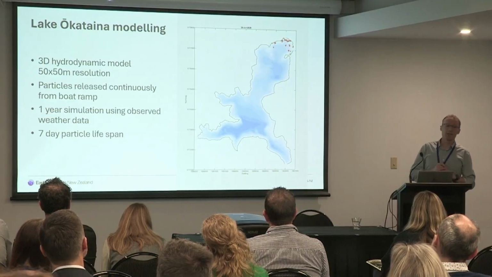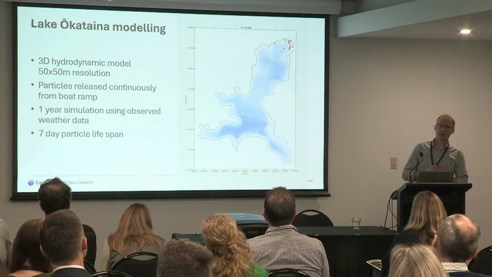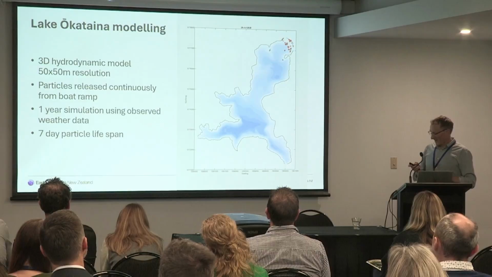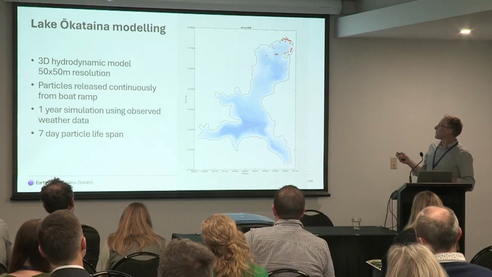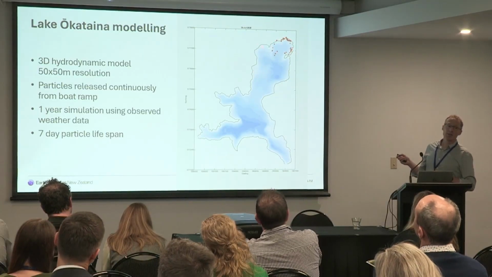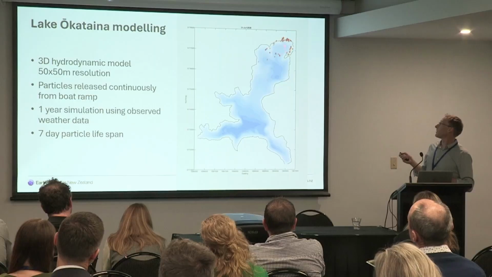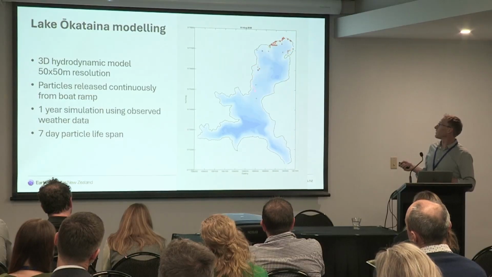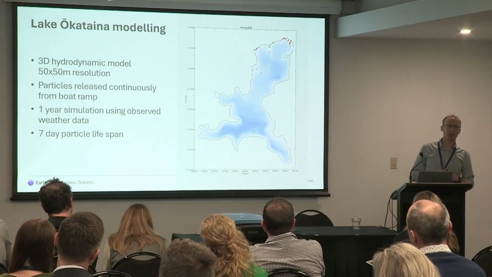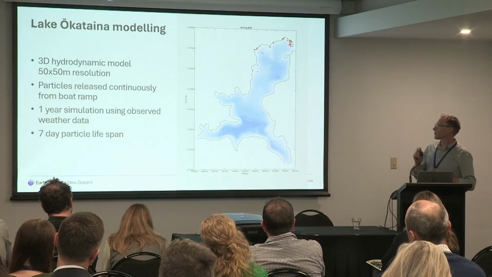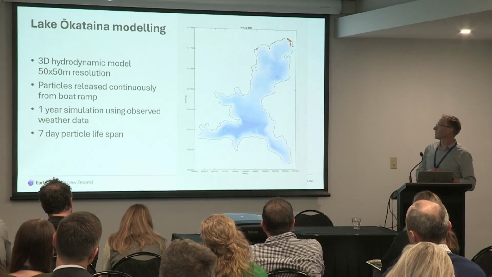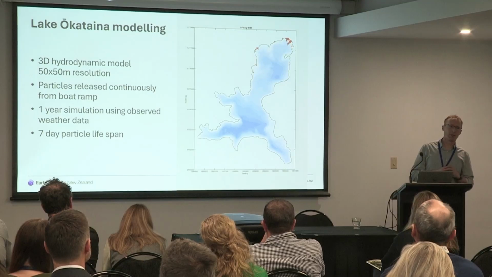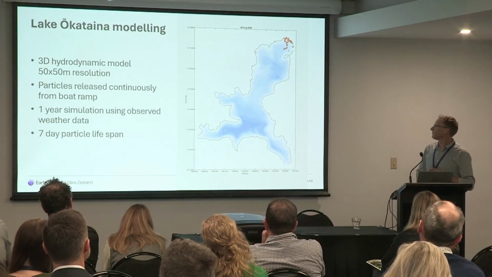This time I've just given a 7-day lifespan, but it's modelling, we can do what we like. So again, the main message is most of the particles tend to stay close to where they're released from, but every so often a few of them go on a big walkabout down to the southern part of the lake, and that's again driven by weather conditions. This model is driven by the weather observations from the Rotorua Airport, being the closest weather station I could find.